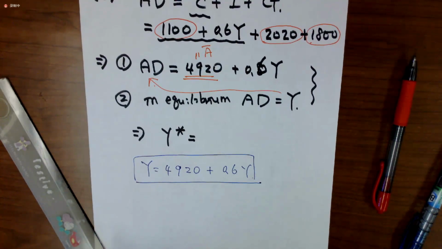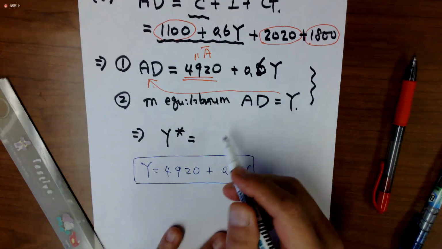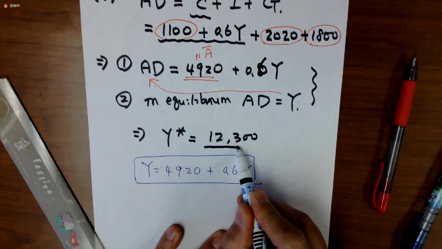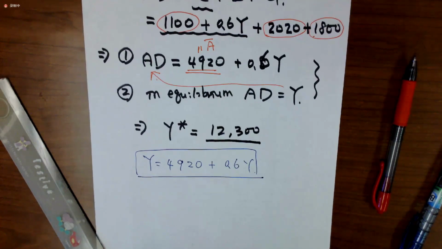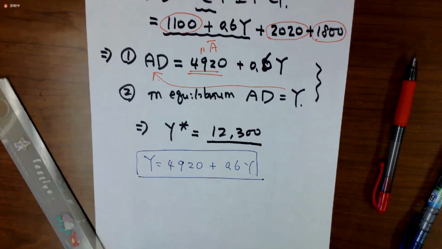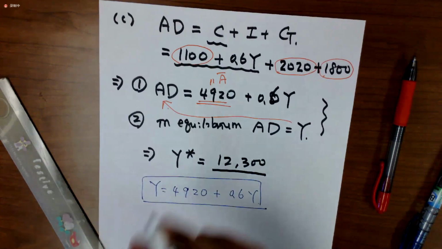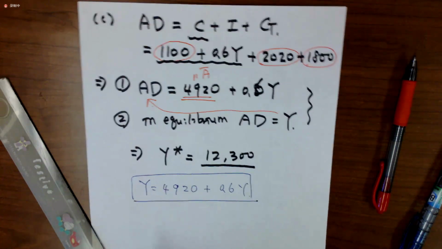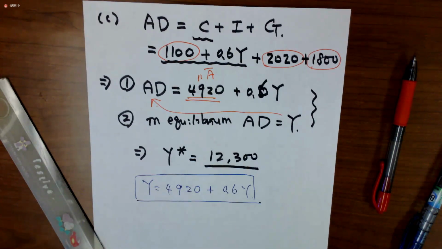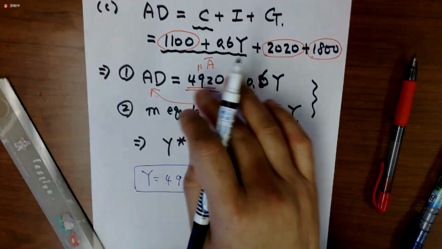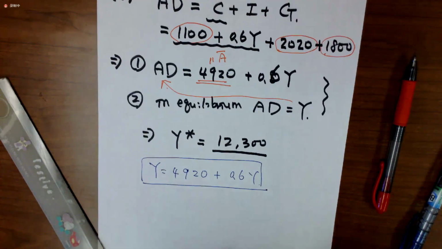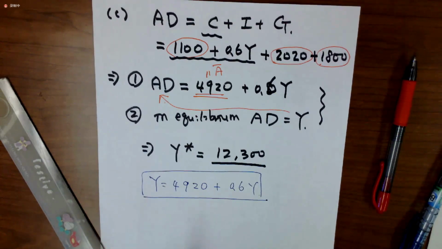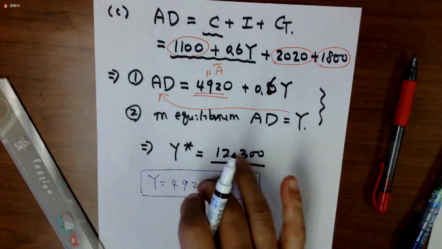What is that equal to? 12,300. Agree? Yes. So this is the way to solve this problem numerically. And let me show you how to verify your answer is correct. You want to make sure that your answer is correct without doing any calculation. By looking into the table, you can verify your answer is correct.